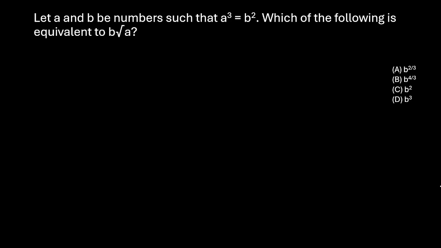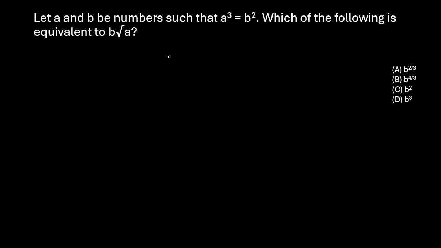Let's solve this SAT question. Let A and B be numbers such that A cubed equals B squared. Which of the following is equivalent to B times the square root of A? So if you want to give this problem a try, pause the video. Let's see how we can solve this.